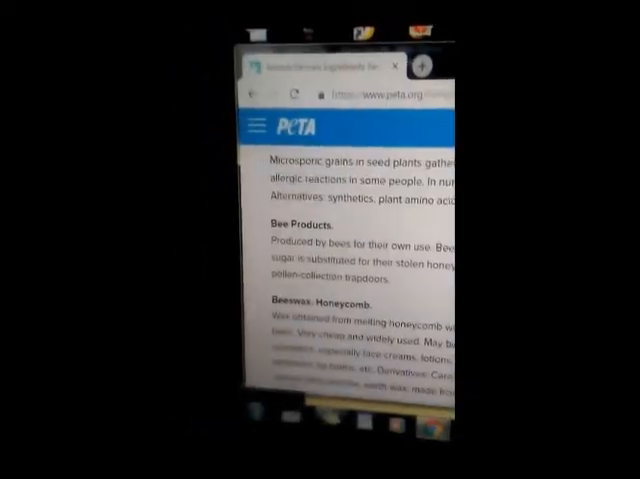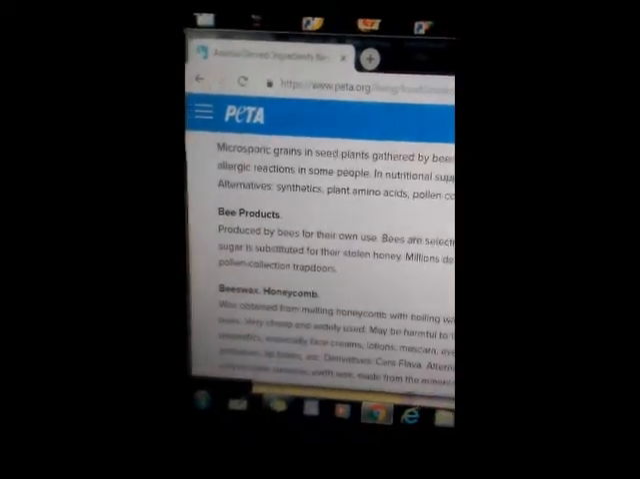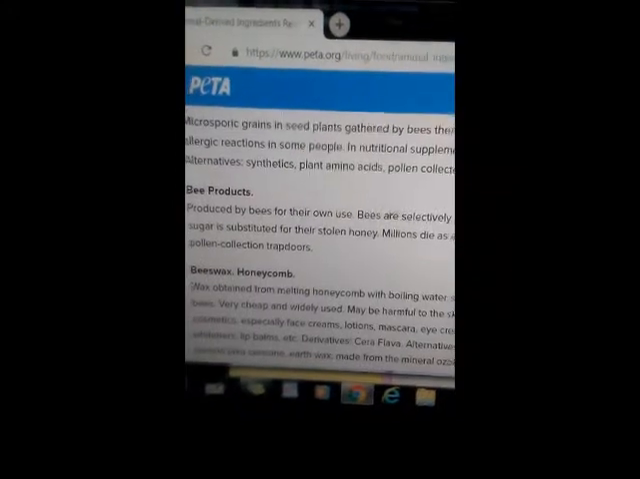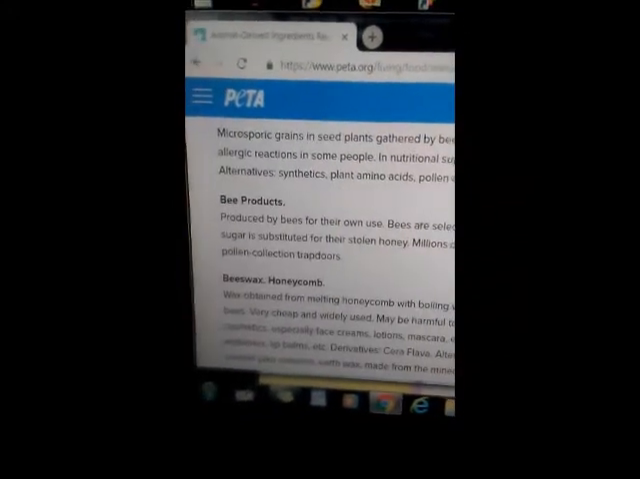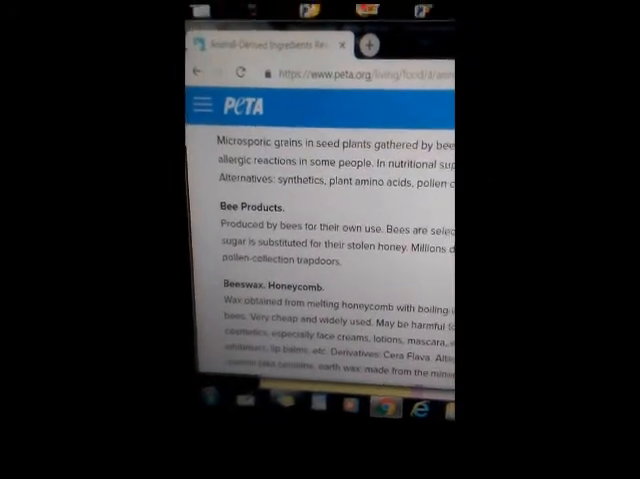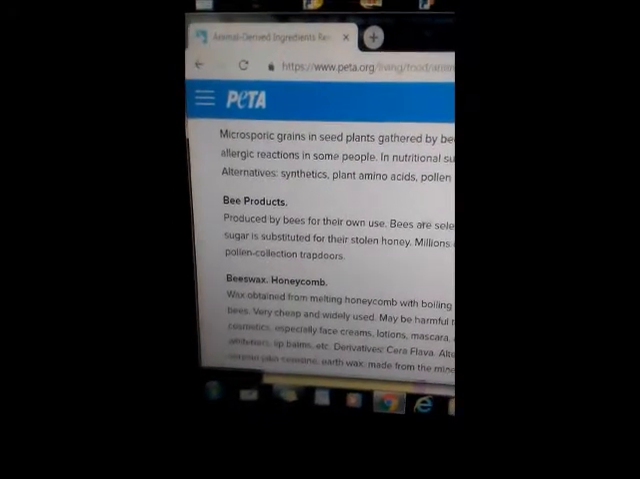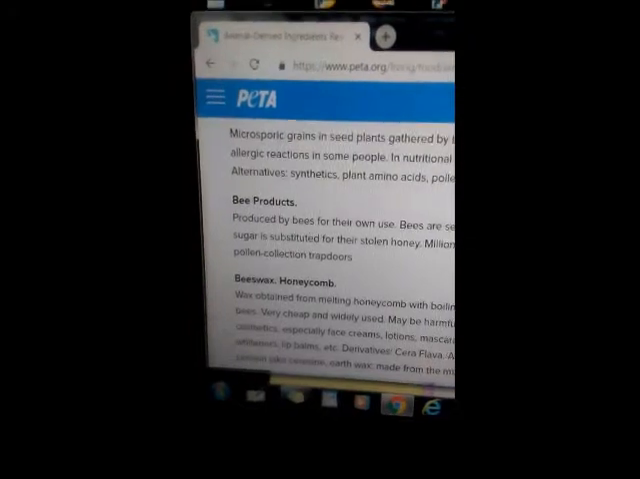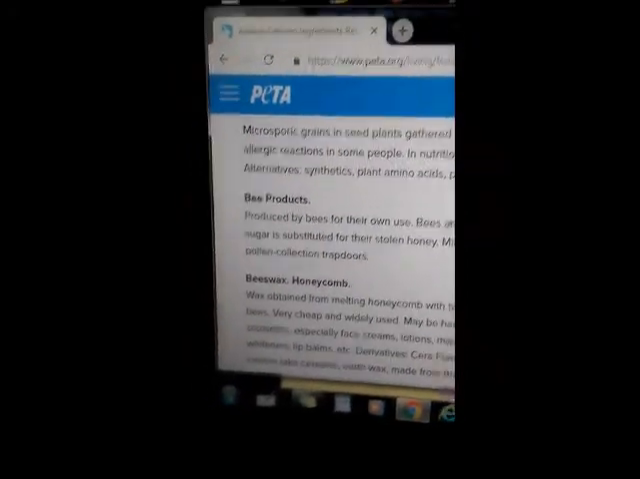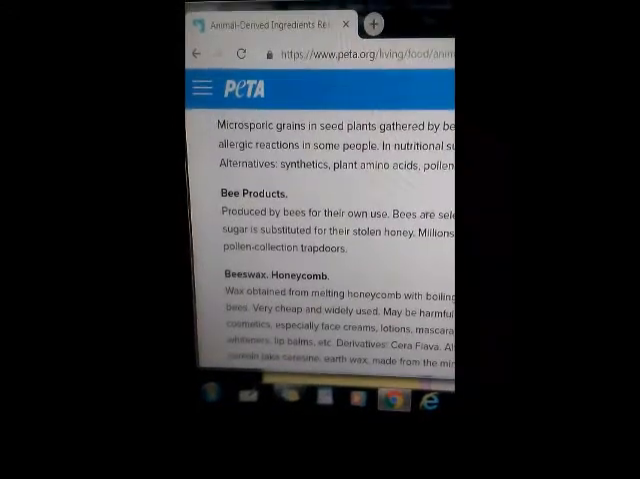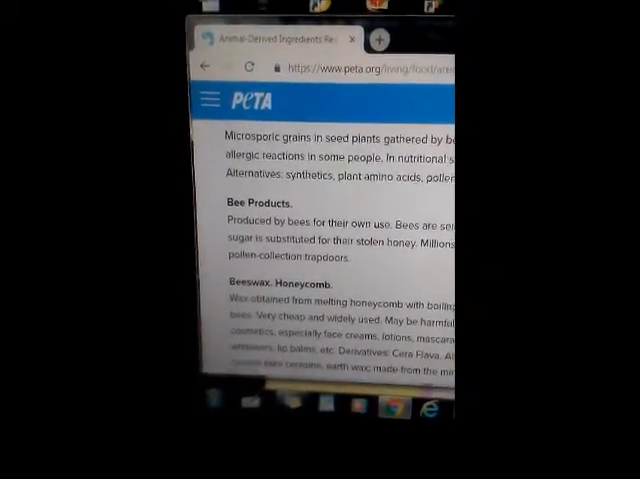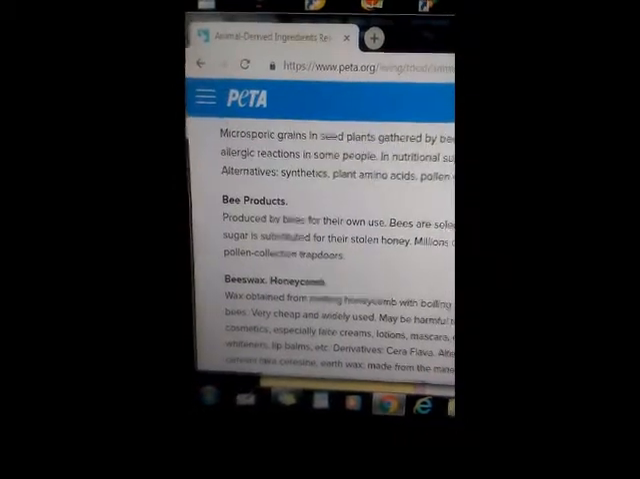A cheap sugar is substituted for their stolen honey. So these bees get sick, and they take their honey and give them an artificial sugar. That is crazy, and they have no antibiotics or nothing naturally made. Camera cut off for a moment, but anyway, this is very much inhumane how they treat these bees. These bees cannot even protect themselves.